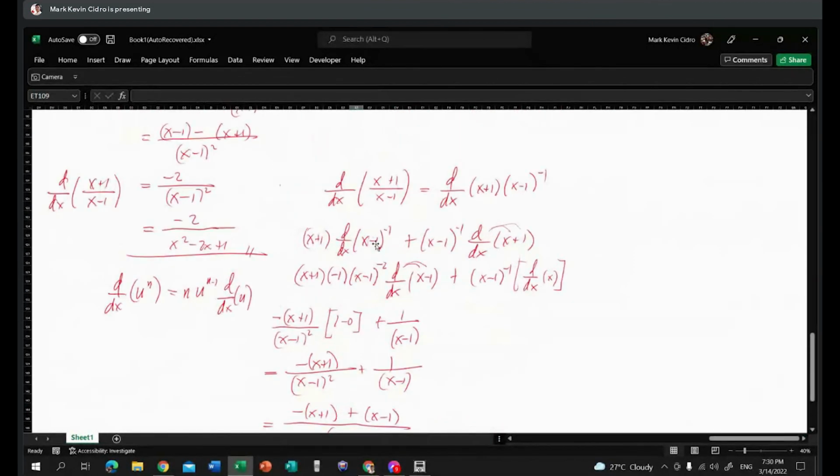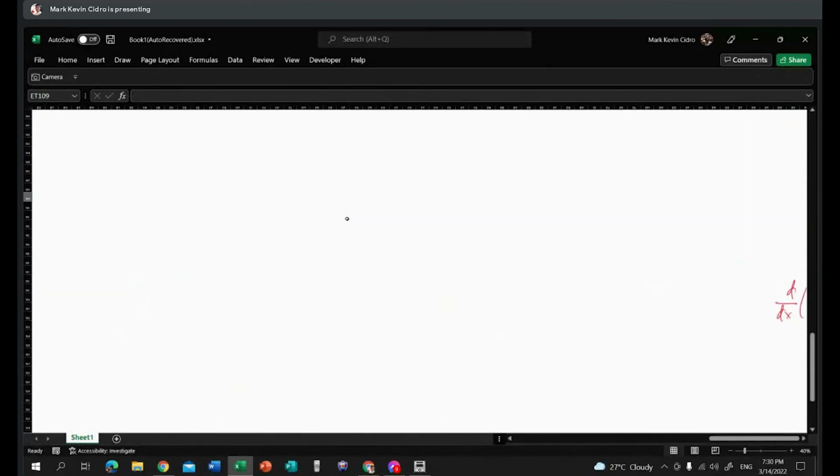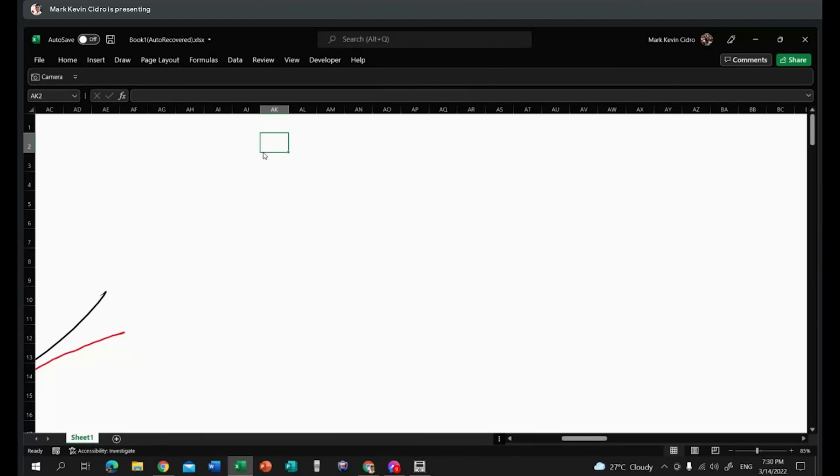Any question so far? It's already 7:30. So, recap lang. Let me put it here. Derivative of power: d over dx of u raised to n is equal to n, u raised to n minus 1, d over dx of u, okay?